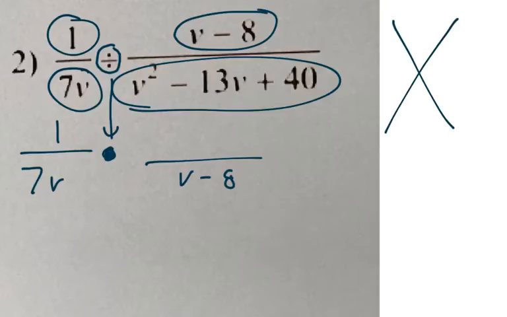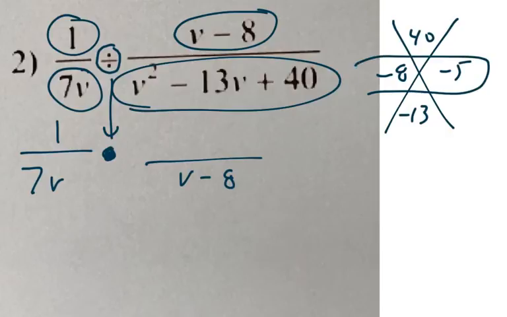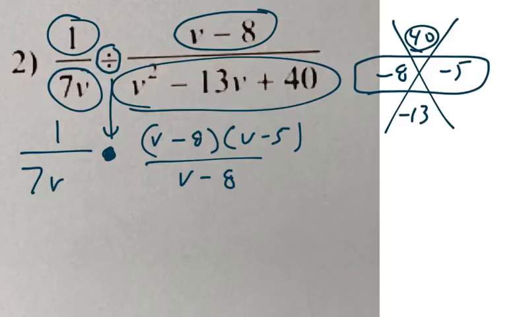Let's do an X on it. So we need a 40 with a negative 13. So how about negative 8 plus negative 5 is negative 13. And negative 8 times negative 5 is positive 40. So we have a V minus 8 and a V minus 5. All right, everything is factored. We did our reciprocal over here already. It's now a times. So now I'm just going to simplify.